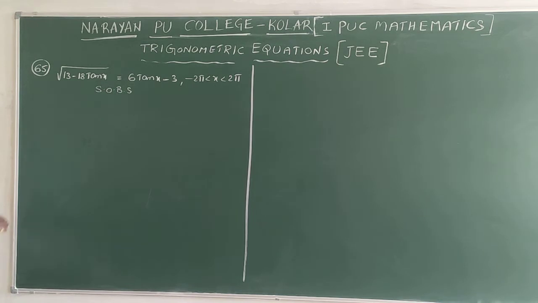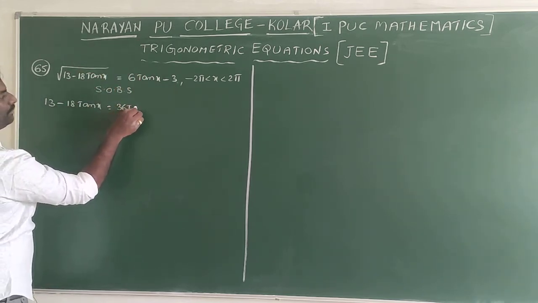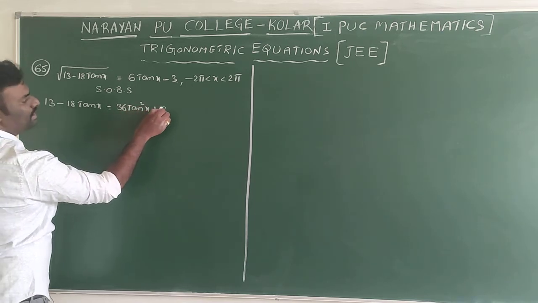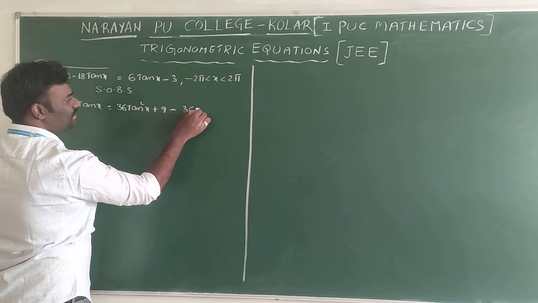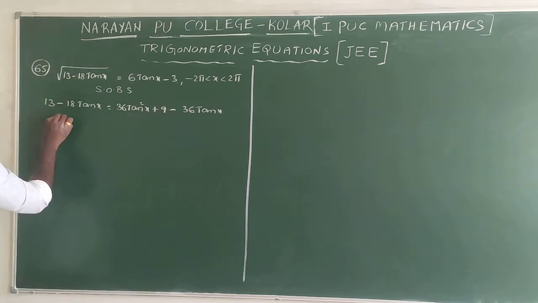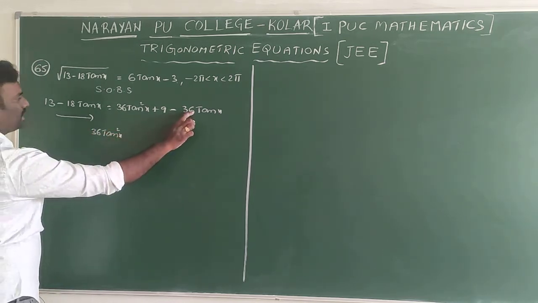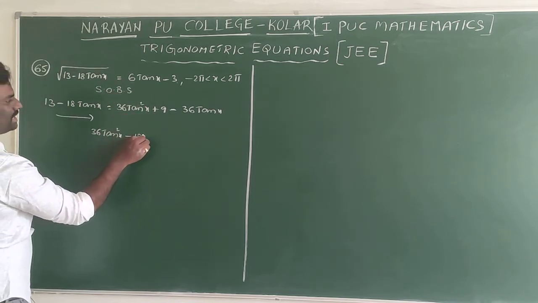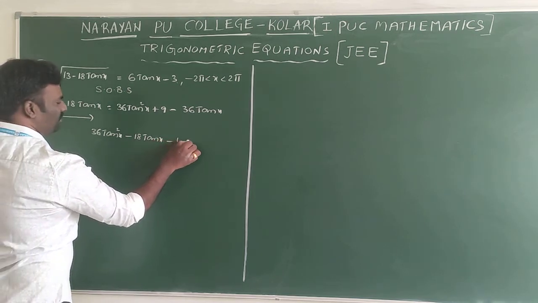Now the root gets cancelled. 13 minus 18 tan x. This is a minus b whole square. Directly I am writing a square plus b square minus 2ab, 2 6 just 12, 12 3 just 36 tan x. If you send this value to the right side, now the equation is 36 tan square x minus 36 plus 18, that is nothing but minus 18 tan x. Now 9 minus 13, that is minus 4.